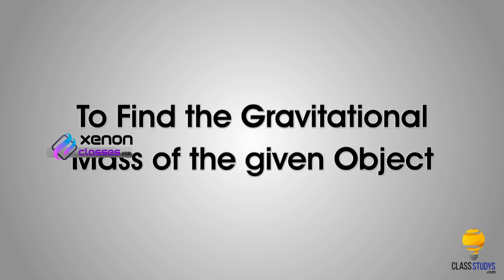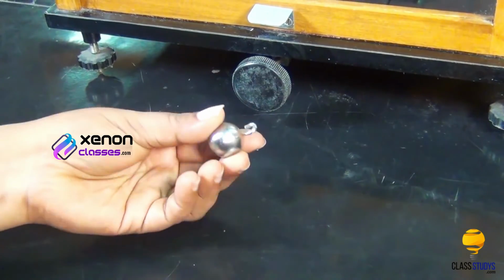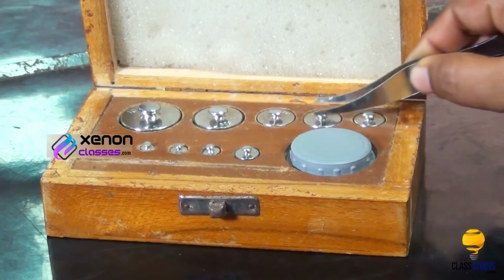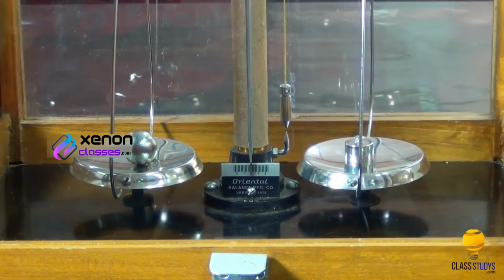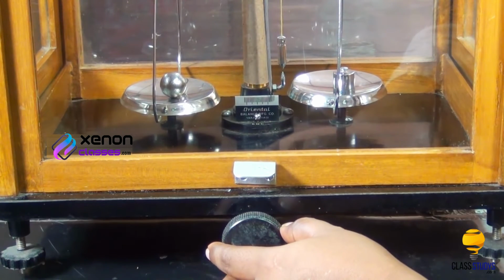To find the gravitational mass of the given object. The object whose mass is to be determined is placed in the left pan. Place standard weights in the right pan from the weight box with the help of forceps. Raise the knob of the balance to view the position of the pointer.